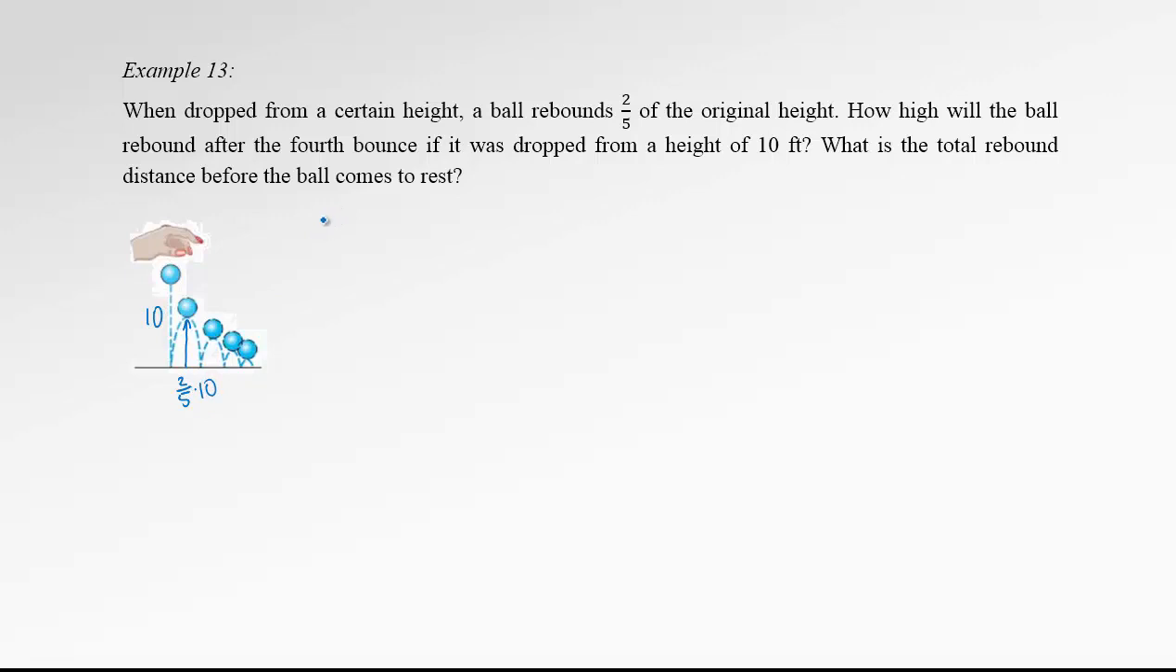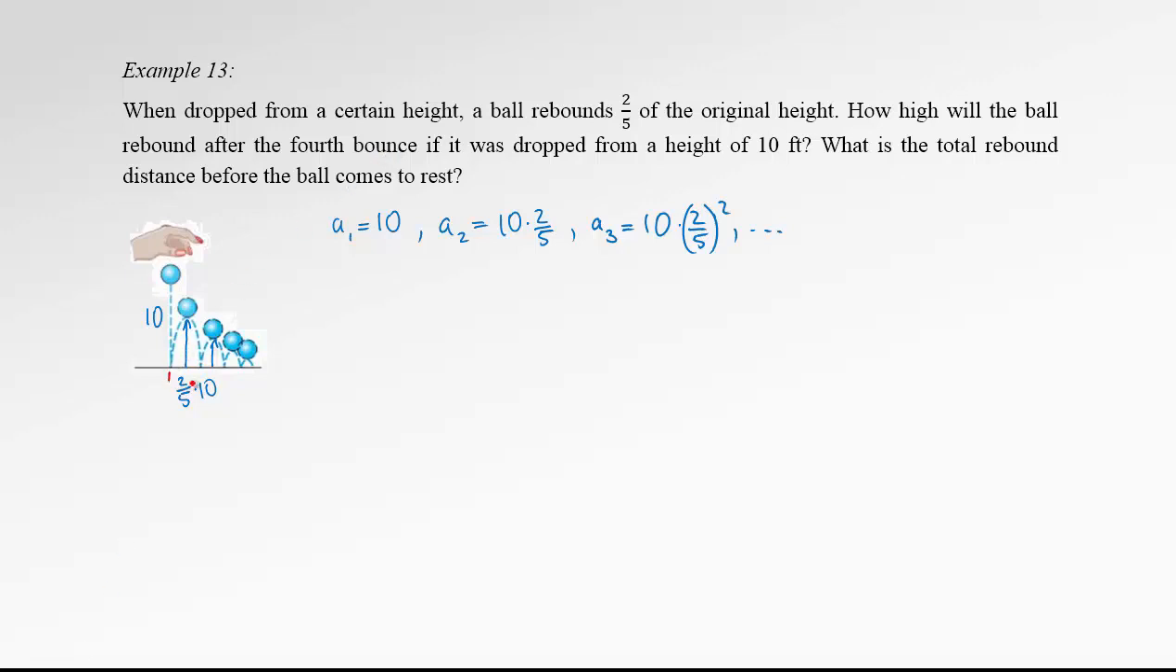Okay, let's record this in a sequence. The first term, A1, would be the original distance 10. The second term, A2, let it be 10 times 2/5. And the following term, A3, will be whatever the previous height was times 2/5 again. So the following term would be 10 times (2/5) squared, and so on. So that's our sequence. The question is, how high will the ball rebound after the fourth bounce?